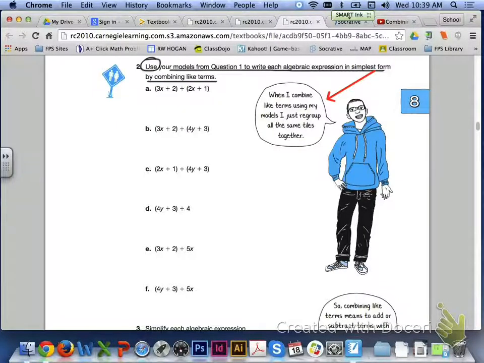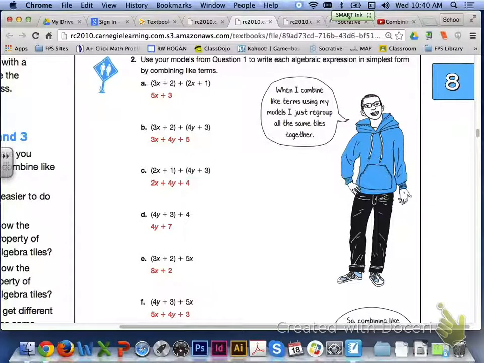If we take a look at number 2 at the top of page 547, use your models from question 1 to write each algebraic expression in simplest form by combining like terms. Remember that when you are combining your like terms, you are using your models to regroup all the same tiles together, or in this case, all of our colors that we use to represent the tiles. So go ahead and do letters A through F for number 2.